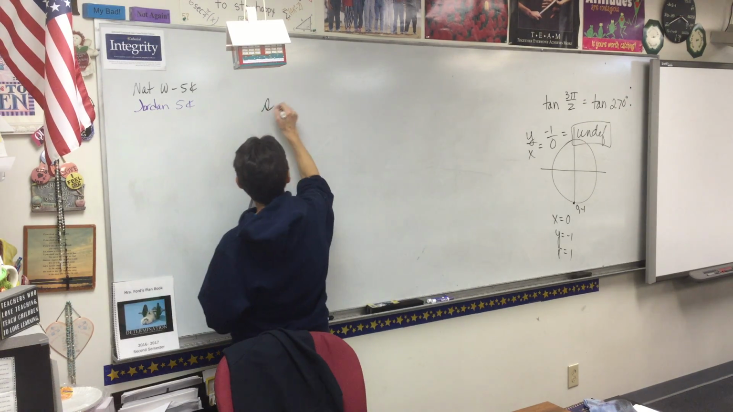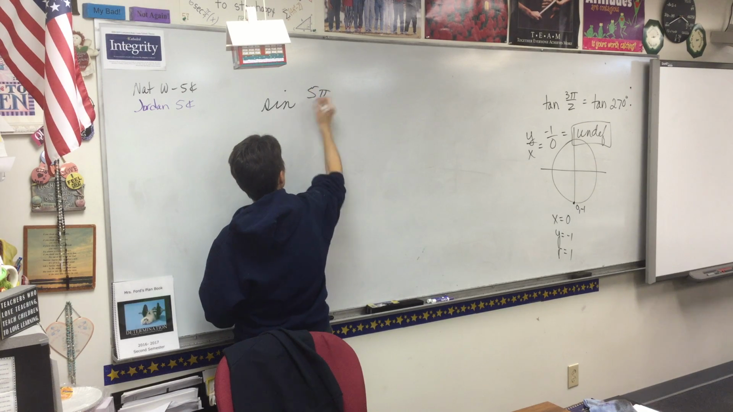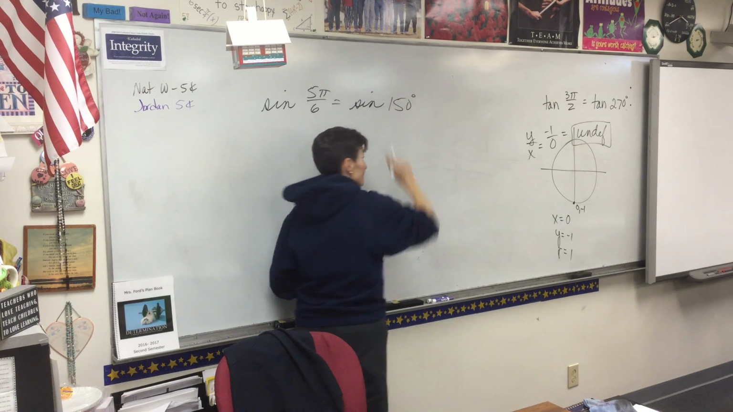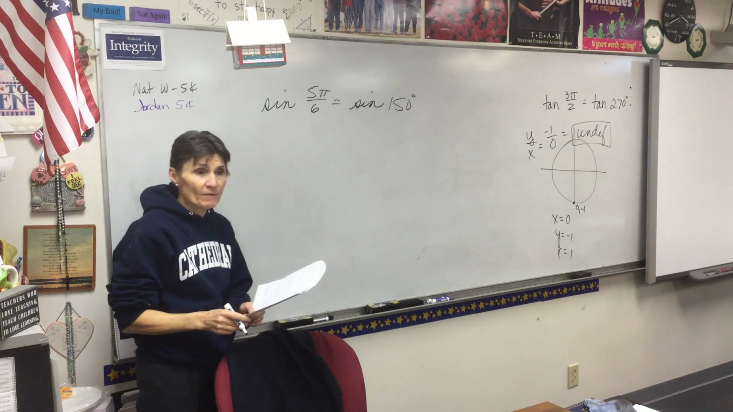5 pi over 6. Do we start the same way? Yeah, change that into degrees, so that'd be 150. Anybody have a question about that? Did I do that too fast?